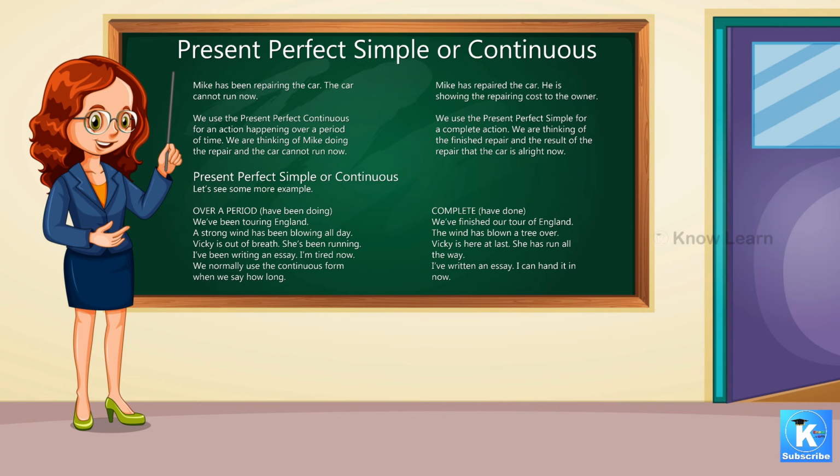Present perfect simple or continuous. Let's see some more examples. Over a period, have been doing. We've been touring England. A strong wind has been blowing all day. Vicky is out of breath. She's been running. I've been writing an essay. I'm tired now.